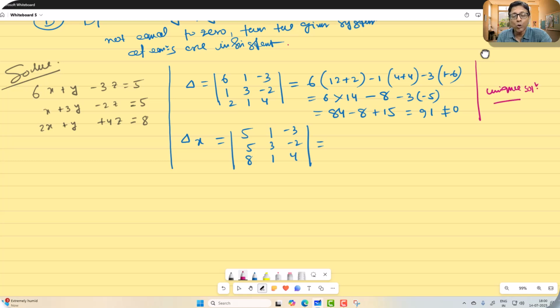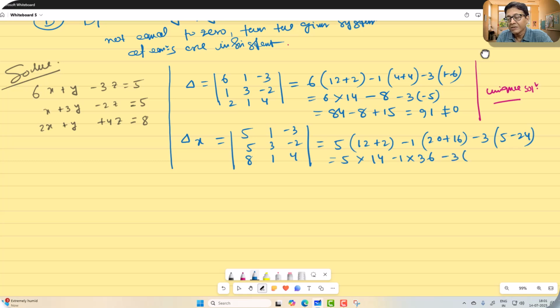We are going to solve it now. So this will be 5 into 12 plus 2 minus 1 into, this is 20 plus 16 and 5 minus 24. So 5 into 14 minus 136 minus 19.